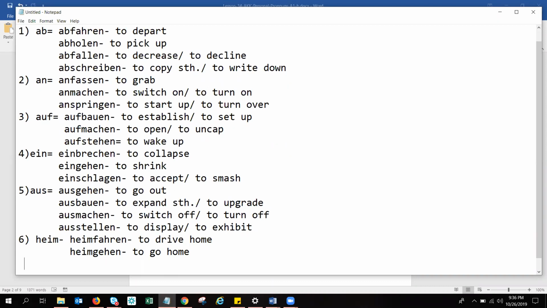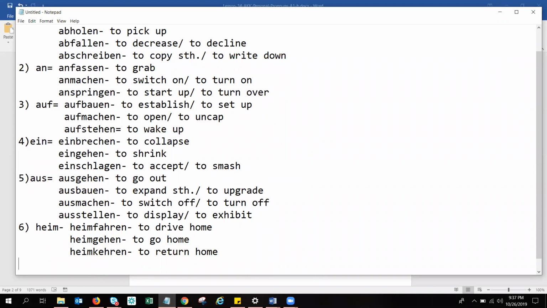So whenever this prefix heim is there, the meaning in the sentence will be home. If it is written heimkehren, heimkehren is to return home. Okay, so heim is the prefix. Next we have the prefix her.